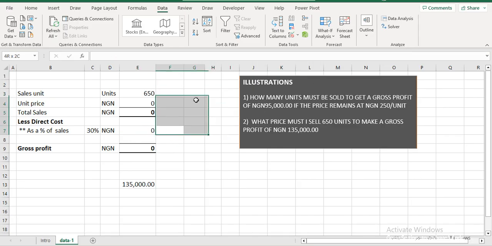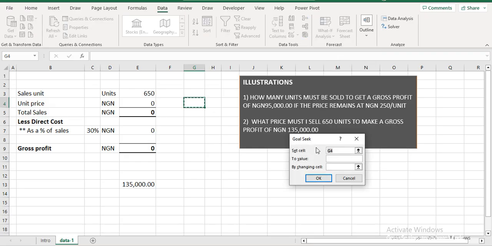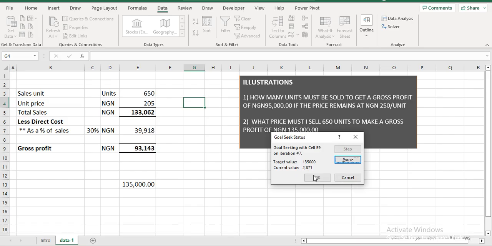So I go back to my What If analysis. I take GoSeek, and then I ask myself, which is my setting or my predetermined cell? My predetermined cell is my gross profit. What is my predetermined value? 135,000. I write 135,000. What is supposed to change? What price must I sell? I'm supposed to change my price. This is my price here. That's all I need. The next thing is hit the OK button, and Excel calculates this for me.